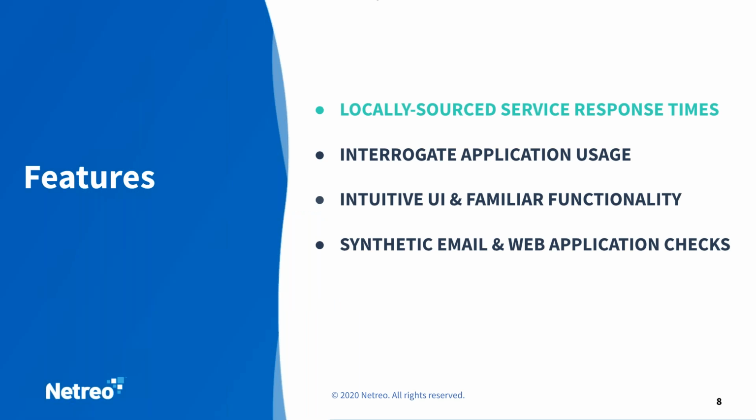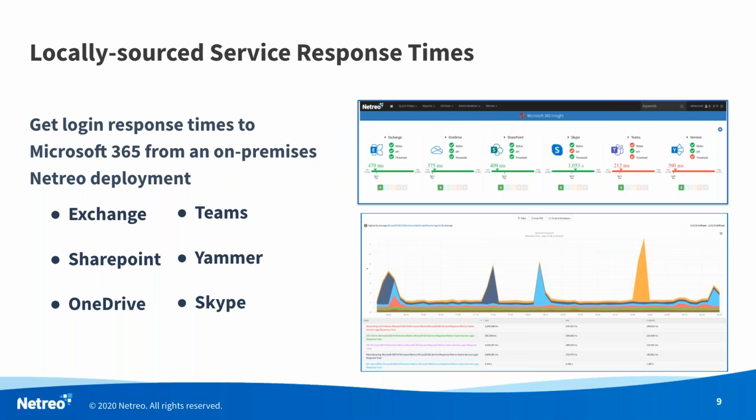Okay, so let's dig into some of the specifics of the module and how it addresses the challenges I just covered a second ago. We're going to start with locally sourced service response times. Given the challenge of not getting end-to-end visibility, the way Insight addresses that problem is by running locally sourced service response time checks to each of the services in the Microsoft Productivity Suite. When these checks are run from your on-premises or Netreo cloud deployment, it effectively mimics, though cloud's going to be a little bit different, what your users will experience if they're attempting to access these same services because they're sitting on the same network.